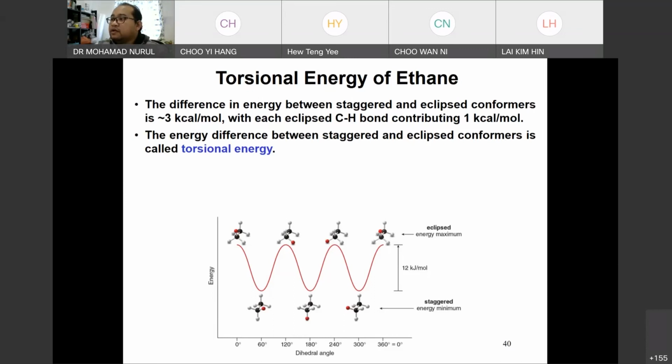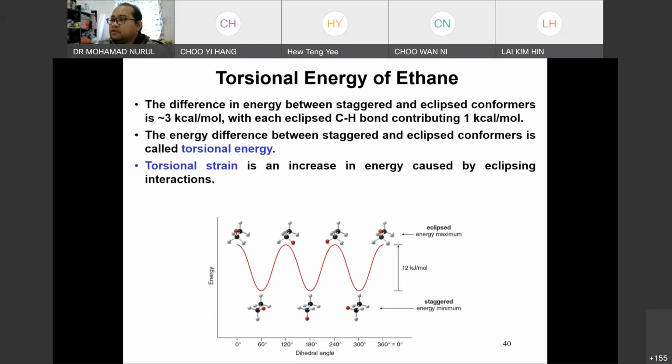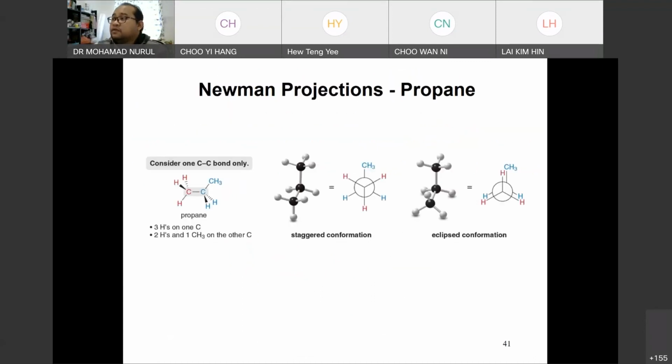So torsional strain is increased, caused by eclipsing interactions. Okay, if they are eclipsed like this, they have torsional strain. So for the Newman projection of propane, we have 1, 2, 3 carbons.